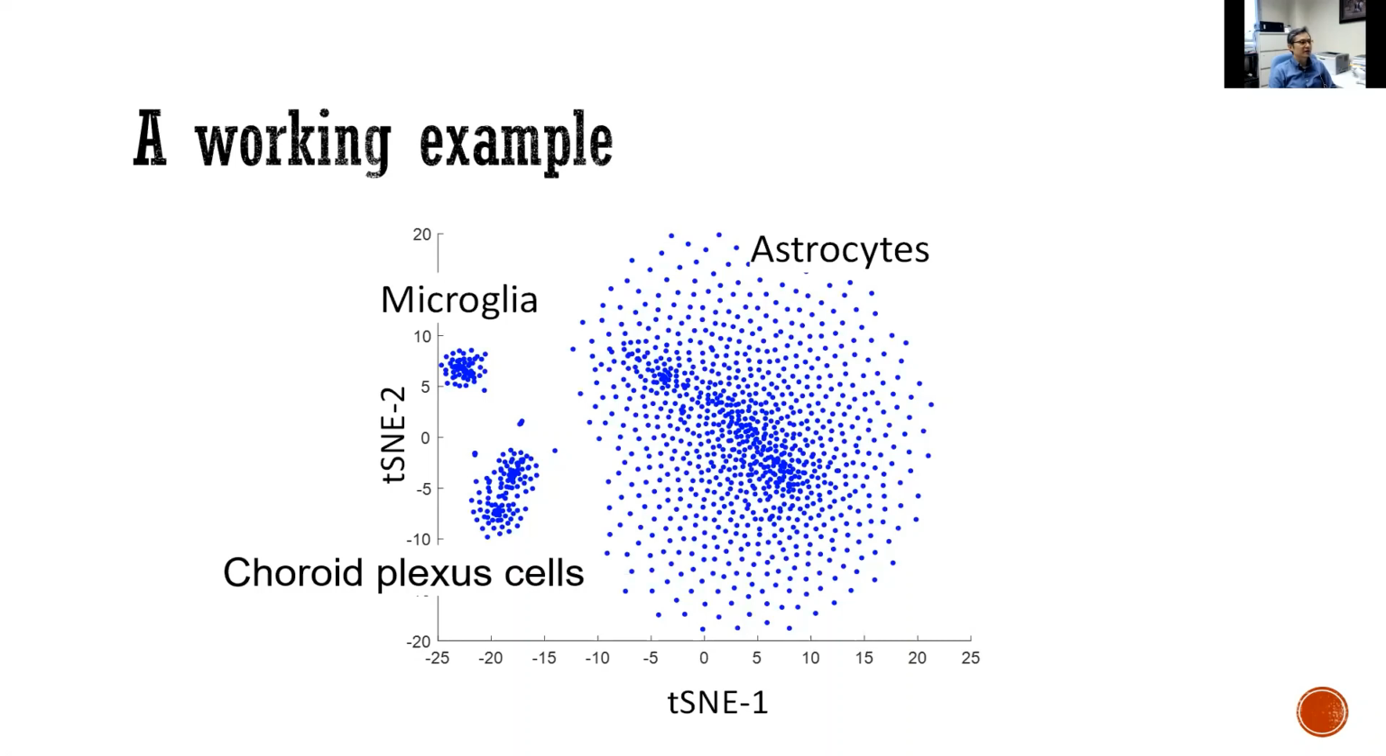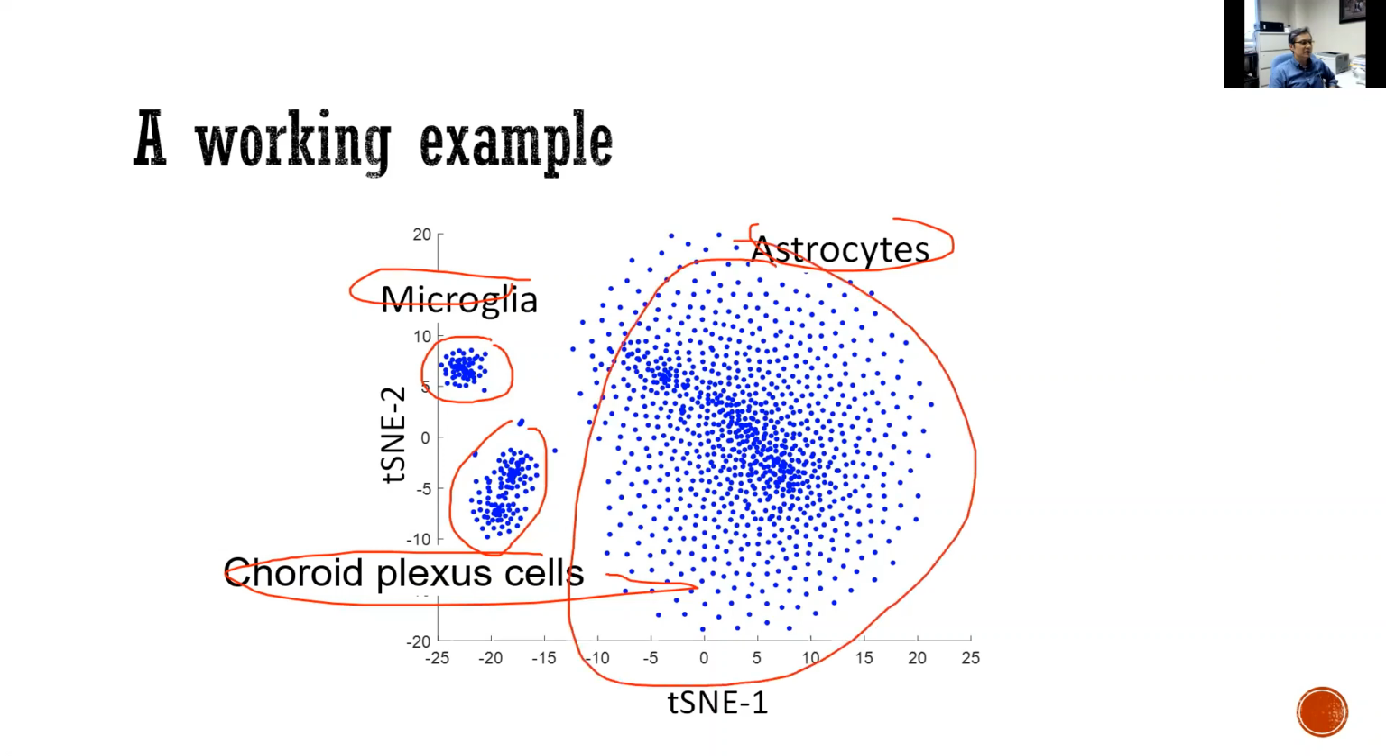And I'm going to give you a real working example. So here is data generated by ourselves, and this is from the mouse brain stem tissue. We obtained some microglia and astrocytes and some other choroid plexus cells. So before we can decide the cell types, we have to cluster cells into 3 groups. It's obvious from this tSNE plot. There are 3 main clusters.